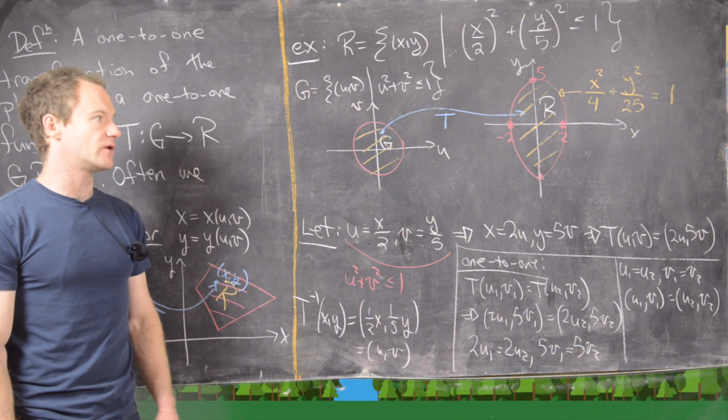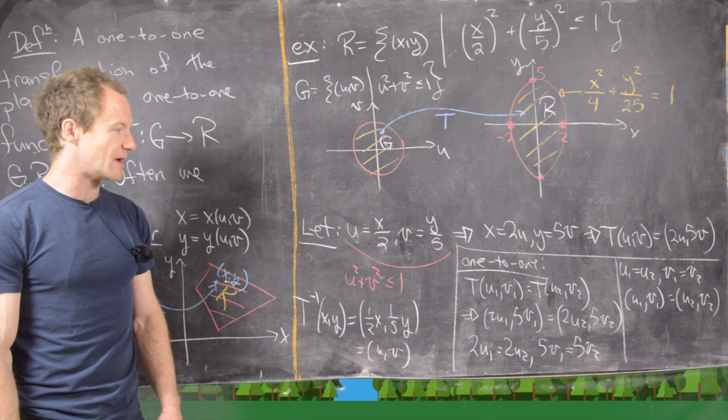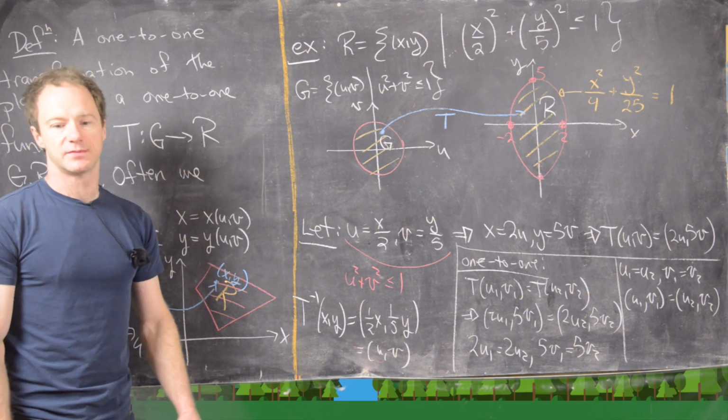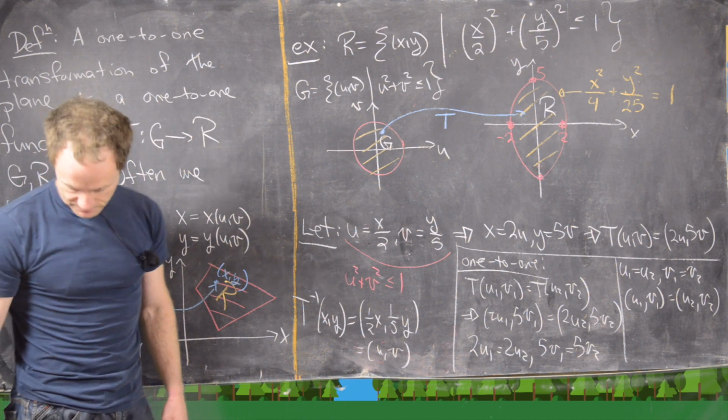Okay, so what we've shown is that this is a one-to-one transformation from the plane to the plane. Okay, great. So I'll clean up the board and then we'll look at another example.